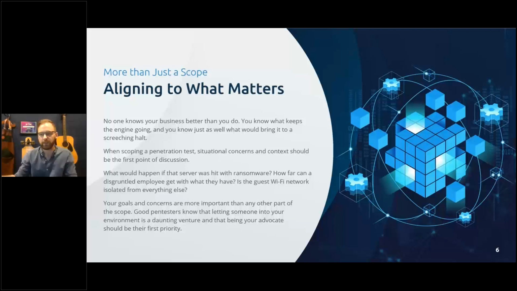If we finish a pen test and those goals haven't been accomplished, then we haven't done our job. We can find every vulnerability in the book. We can compromise the entire network. We could gain full control of the company. But if that wasn't the goal, if our customer didn't get the questions answered that they wanted answered, then we haven't done our job.